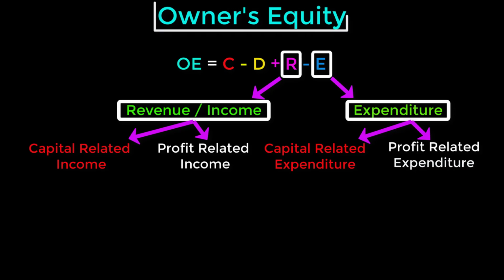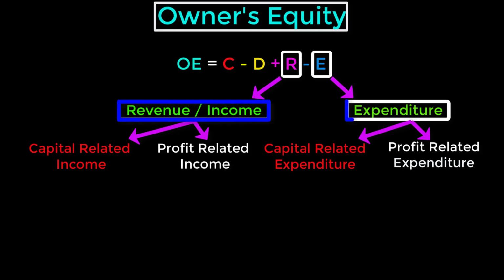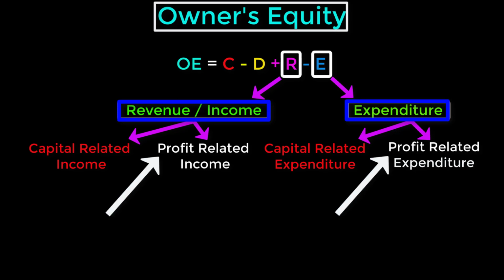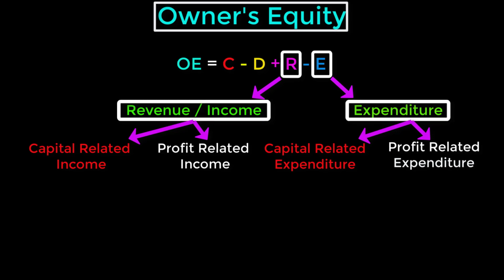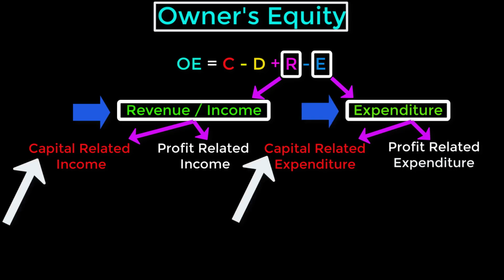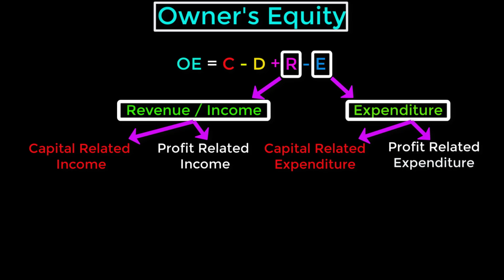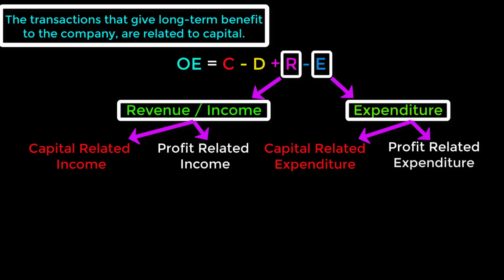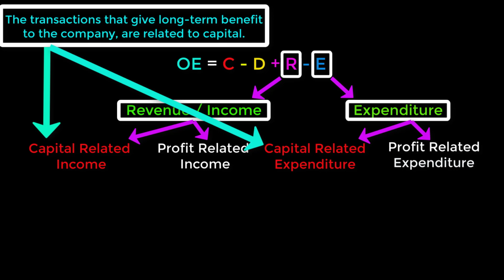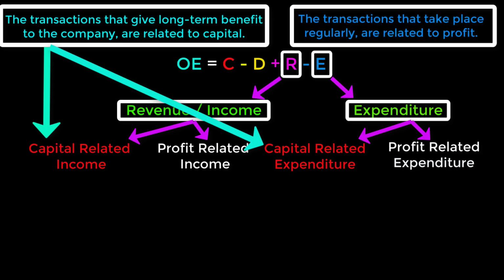Therefore, to calculate the owner's equity, we will have to consider only those transactions of income or expenditure that are related to profit. On the other hand, we will have to avoid those transactions of income or expenditure that are related to capital. Again, the question is, how can we identify the transactions of income or expenditure that are related to capital or profit? Actually, the transactions that give long-term benefit to the company are related to capital. On the other hand, the transactions that take place regularly are related to profit.